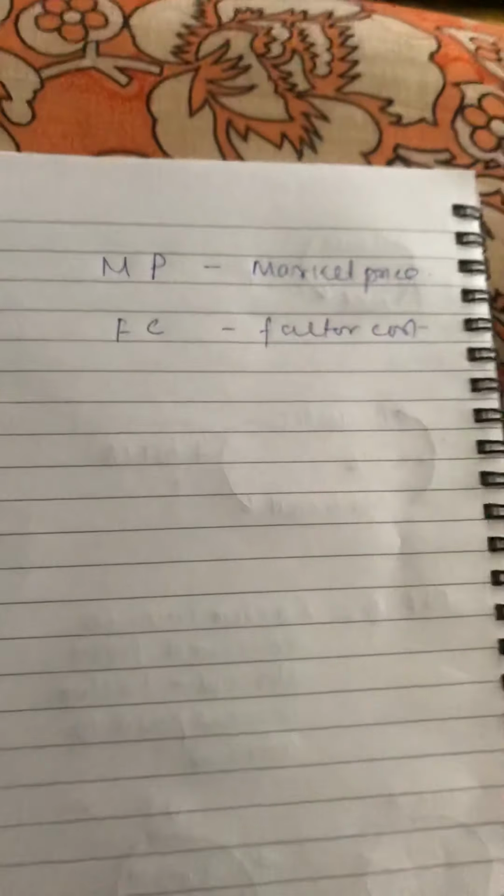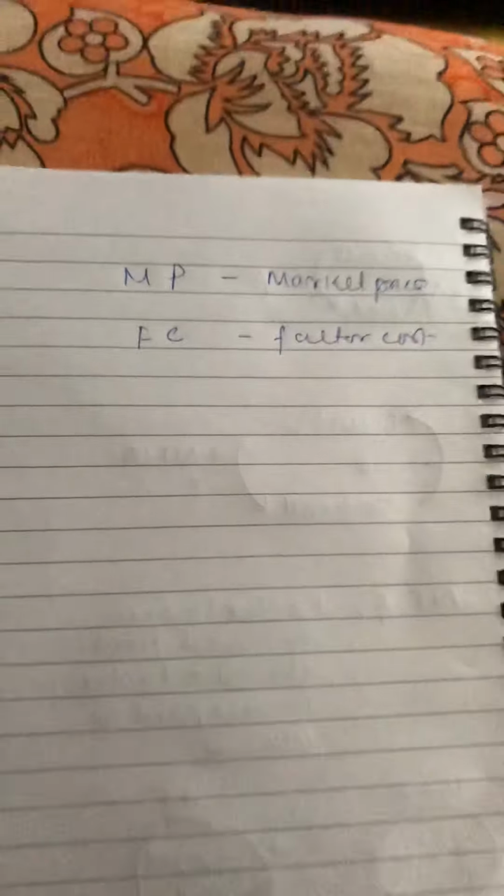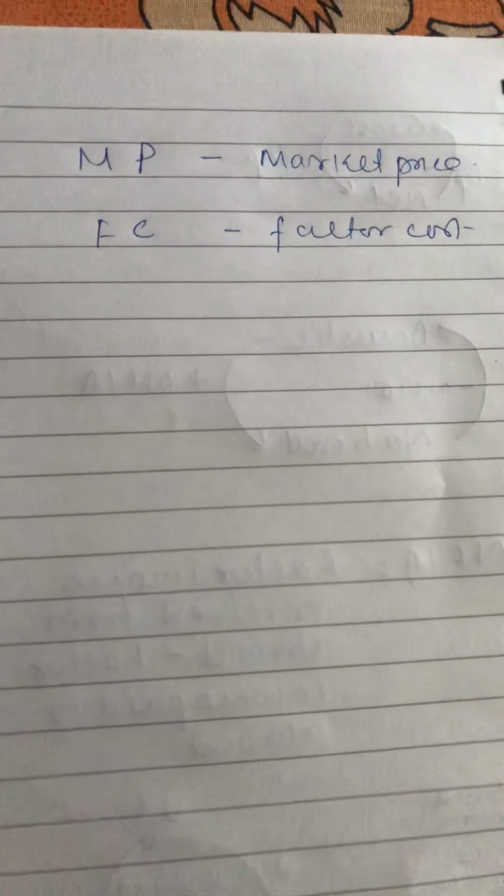Now, when we are talking about the concepts of market price and factor cost, this is what I'm going to understand. When we talk about market price or MP, it means a perspective from the consumer side, because remember, it is the consumers who pay the market price. And when we talk about the factor cost, then it is basically the producers, because producers are the ones who are dealing with the factor cost.